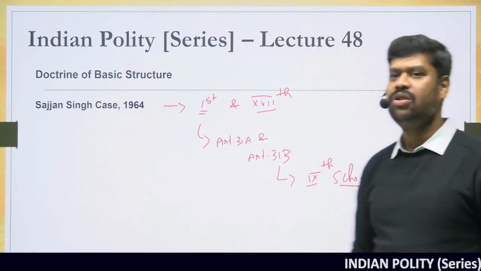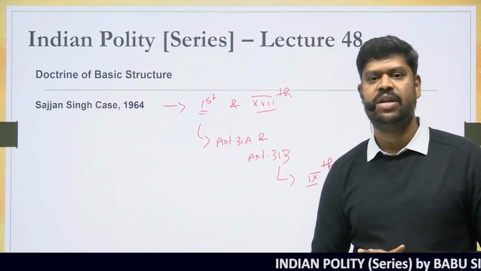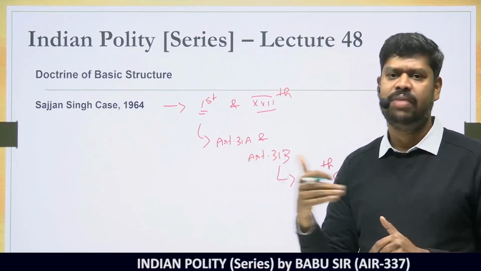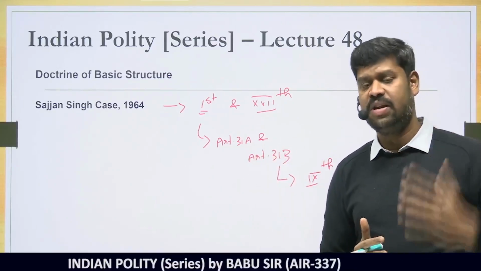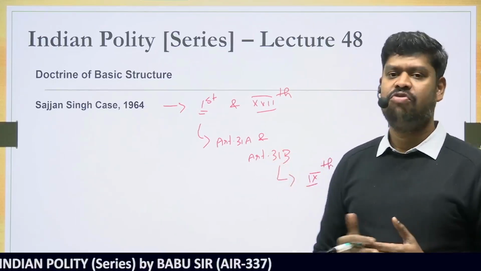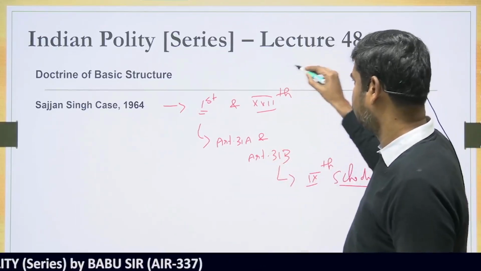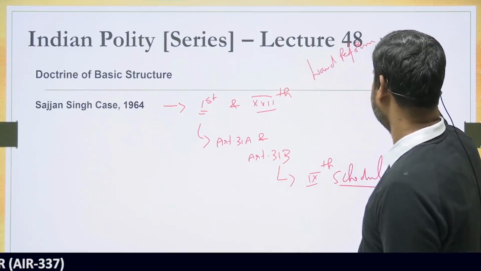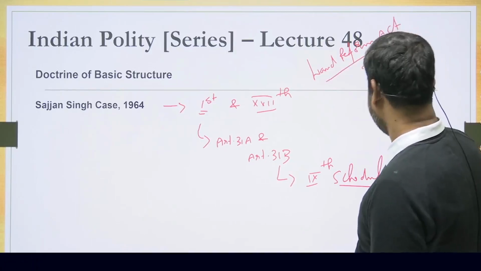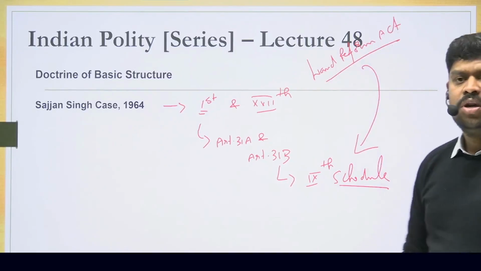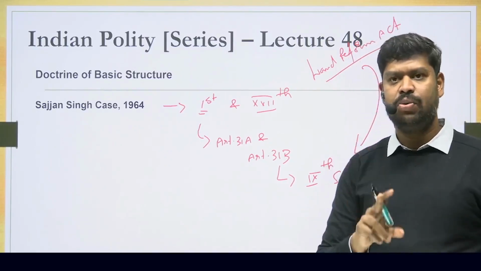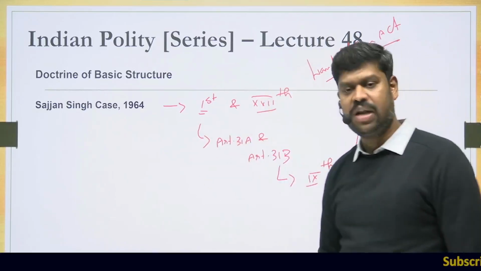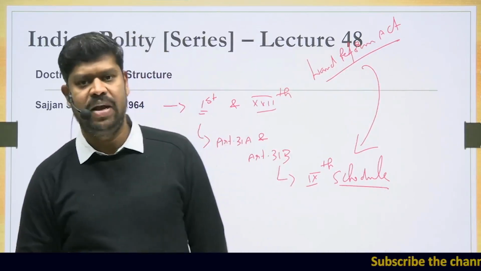And what is the 17th Constitutional Amendment Act? At that point of time, some Land Reform Act was passed in the state of Rajasthan, similar to the Land Reform Act in Bihar. But this Land Reform Act passed in Rajasthan was placed inside the 9th Schedule. Now you understand that under Article 31B and the 9th Schedule, any law placed inside the 9th Schedule will have what is called complete immunity or blanket immunity.